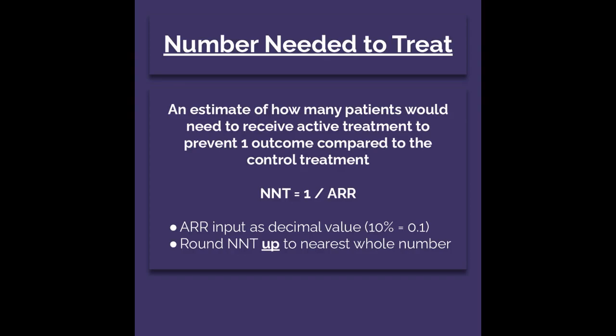This is calculated by dividing 1 by the absolute risk reduction, and in this case, the absolute risk reduction is input as a decimal value and not a percentage, and it's important to remember to round up your value for NNT to the nearest whole number. It's important to note that the number needed to treat is a quick and easy estimate for illustrating the magnitude of treatment effect in addition to the absolute risk reduction.